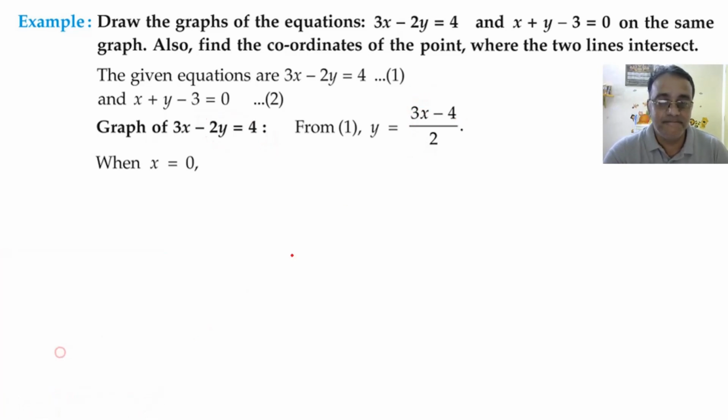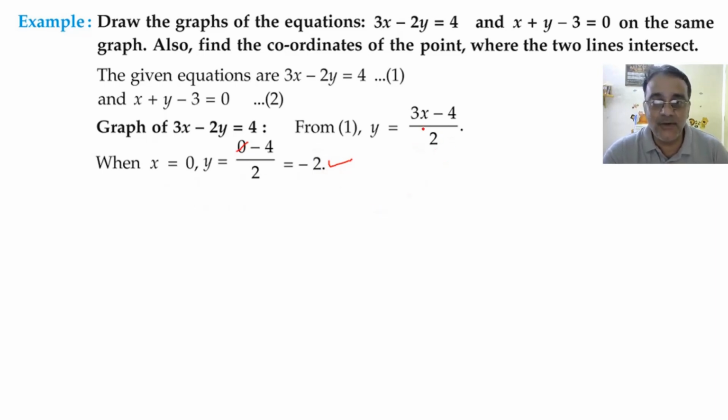Sir, minus 1 by 2. Minus 2. No, how will minus 1 by 2 come? Now come on, look here, remove the 0 and see how much it comes to. So minus 2. Yes, minus 2. So we got the first value: when x is equal to 0, y is equal to minus 2.